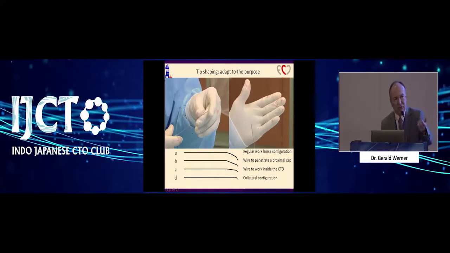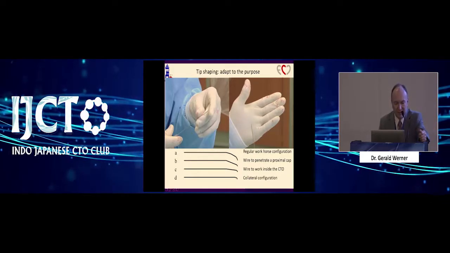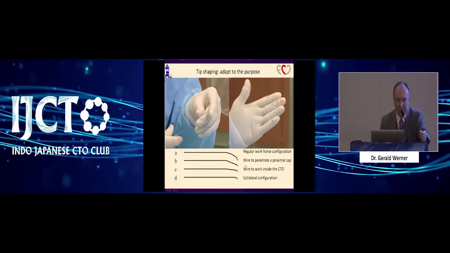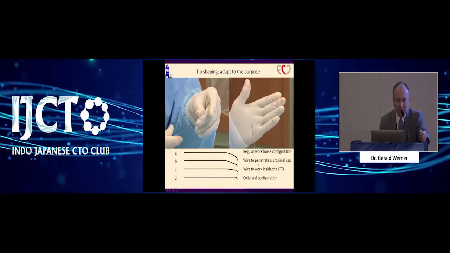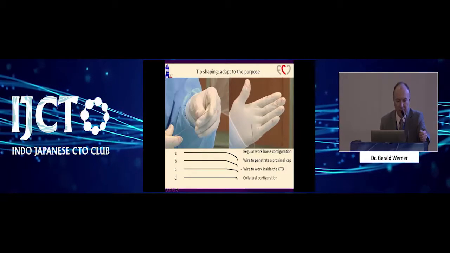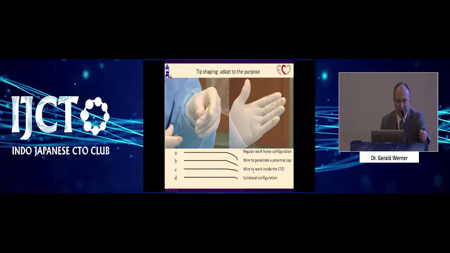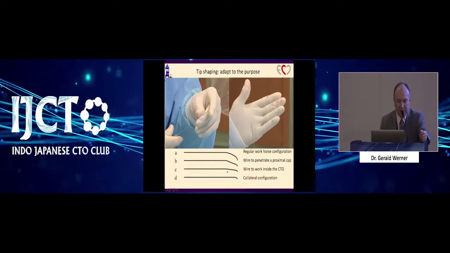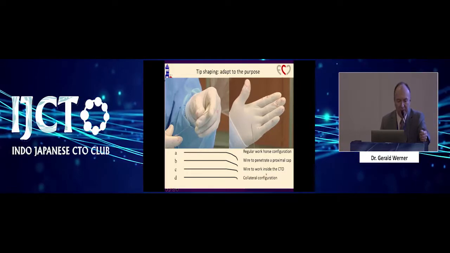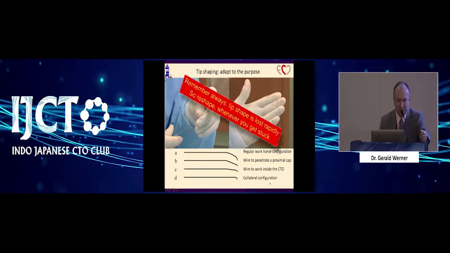Of course, tip shape is the basis of how to manipulate wires. I give you here 4 shapes that I use. This is the regular workhorse configuration. This is the shape when you want to penetrate from a larger lumen into the proximal cap, maybe with a stiff wire. This is the shape, basically, without the secondary bend, how a Gaia looks. That's the wire you work with inside the CTO, and that is the collateral passage configuration.